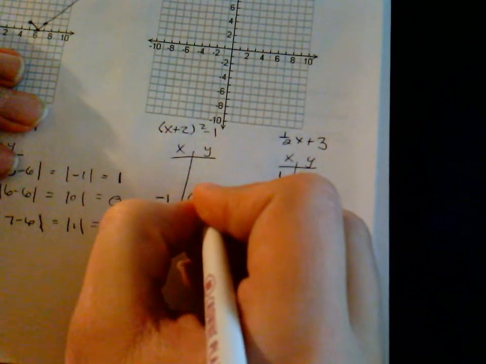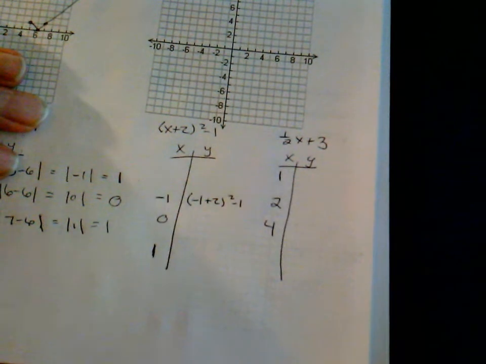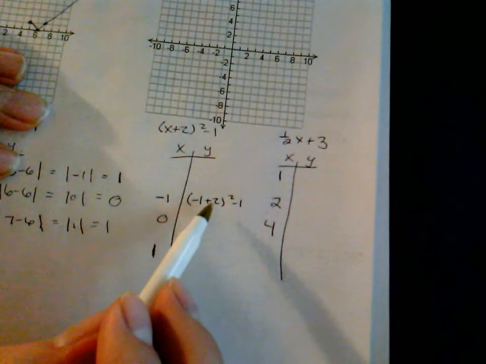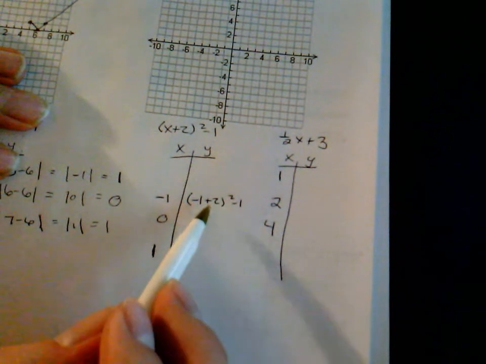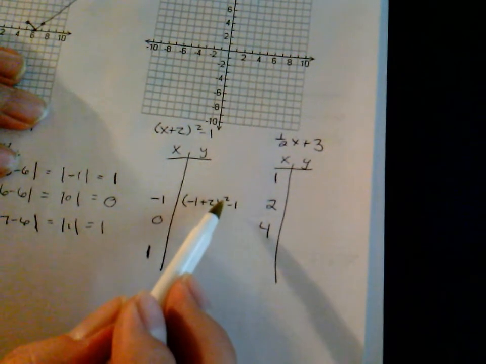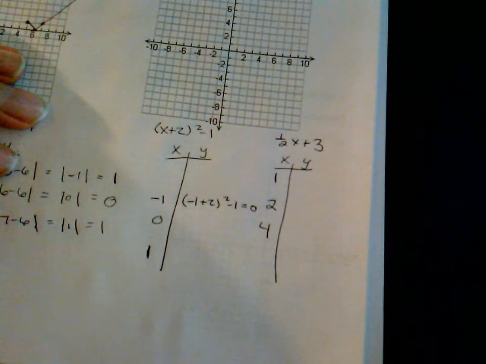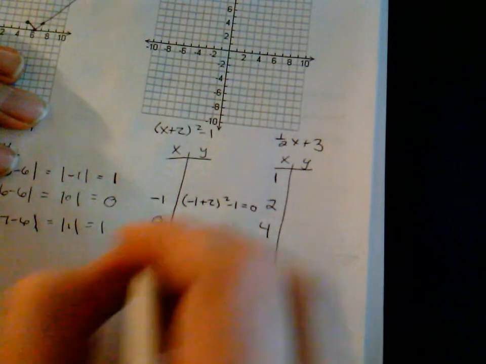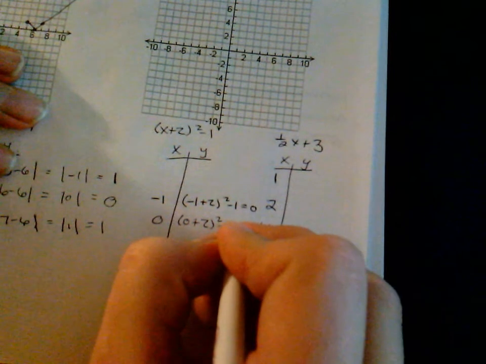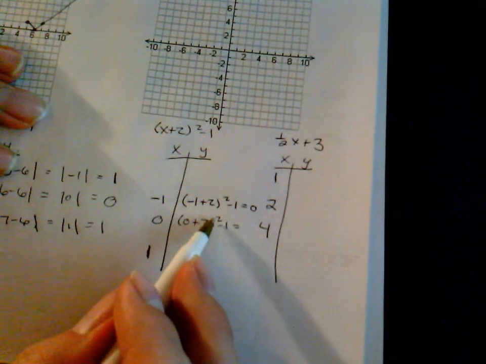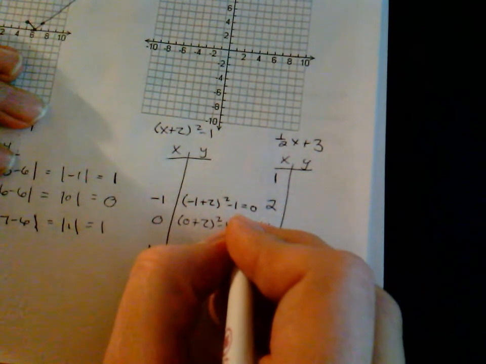So negative 1 plus 2 squared minus 1. Alright, when you do that, you get negative 1 plus 2, which is positive 1. And that squared, so this is going to give us positive 1. That squared is 1, minus 1 gives us 0. Now it's 0, so it's going to be 0 plus 2 squared minus 1. So 0 plus 2 is 2. 2 squared becomes 4. 4 minus 1 is 3.